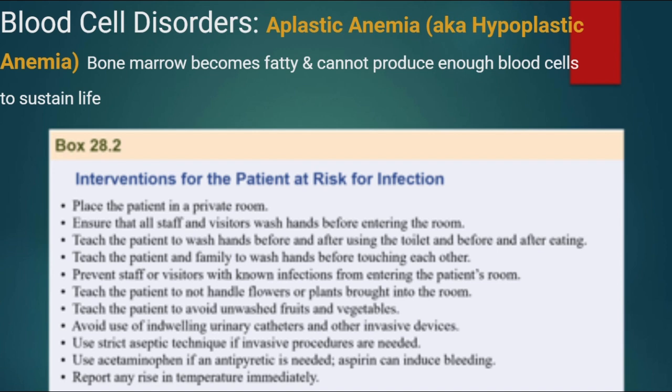If the patient develops a fever, this must be treated as an emergency. Even a small rise in temperature may indicate infection and should be reported immediately. For fever, acetaminophen can be used, but aspirin should be avoided because it increases the risk of bleeding. As LPNs, your role is to practice and reinforce infection prevention measures, educate the patient and family, and report any early signs of infection promptly. These interventions can save lives.